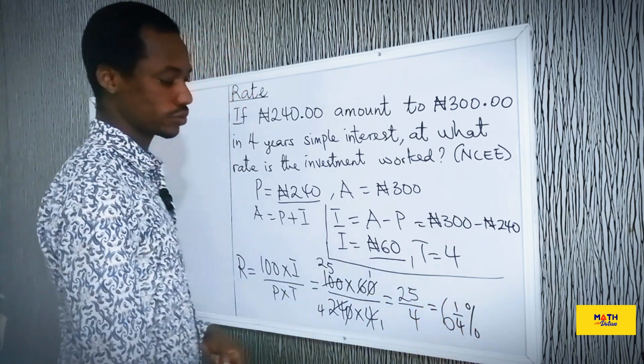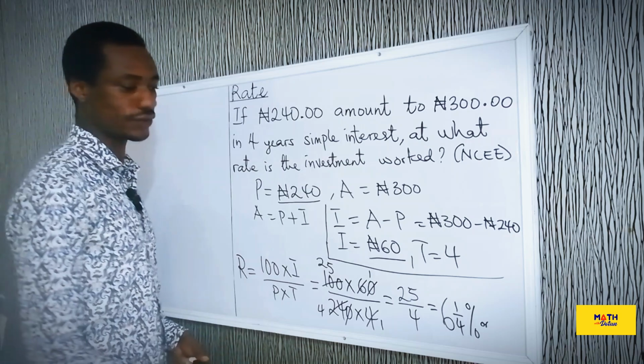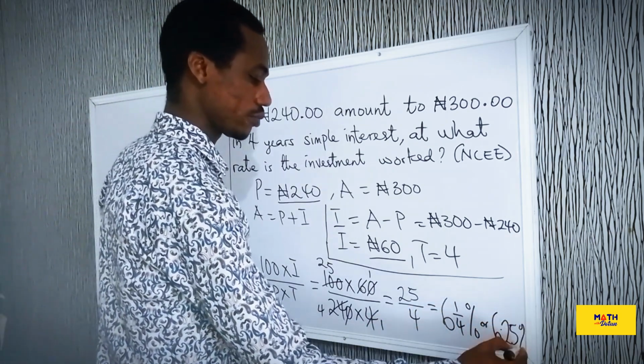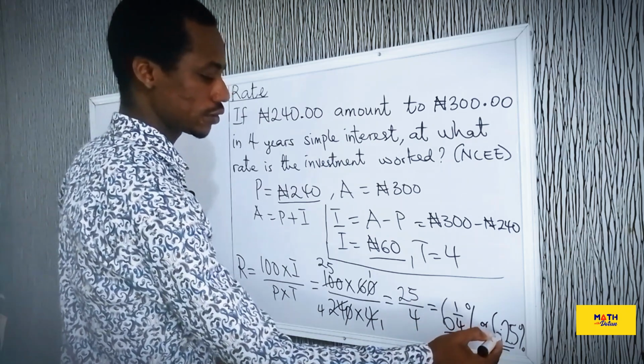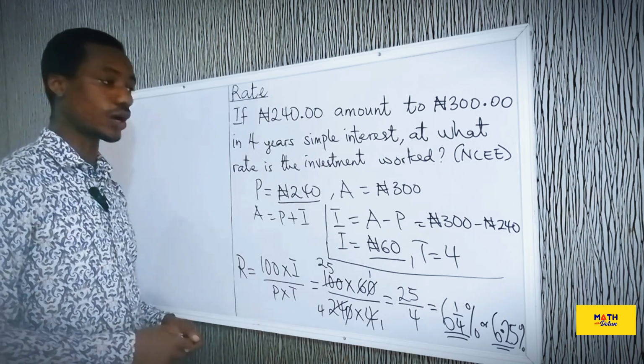And then you could also write that in decimal. A quarter is 0.25, right? So that will be 6.25%. So that's our final answer, 6.25, or 6 and 1 over 4.